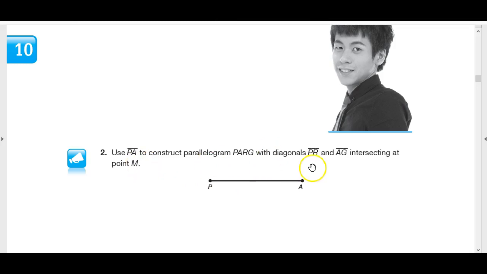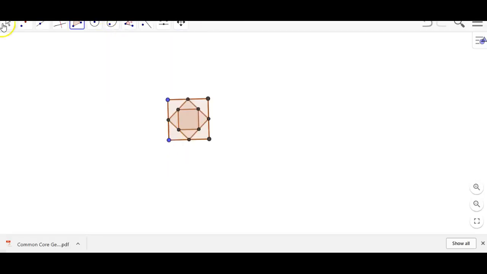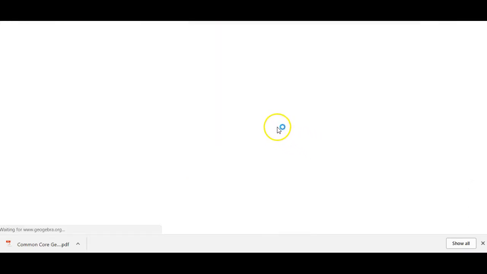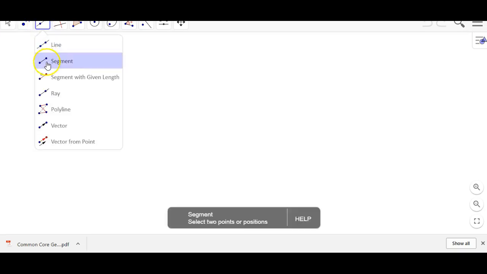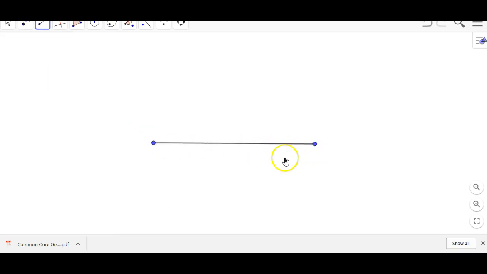So now they want us to construct a parallelogram. Okay, so let's use GeoGebra for that. I'm going to get myself going on a new page here. So what do I know? If I want to make a parallelogram, then I have to have a side, and I'm going to make this side be parallel to another side. So let's just draw a segment. I'll just draw one, and I'm going to draw another one that starts there and goes, let's say, that way.